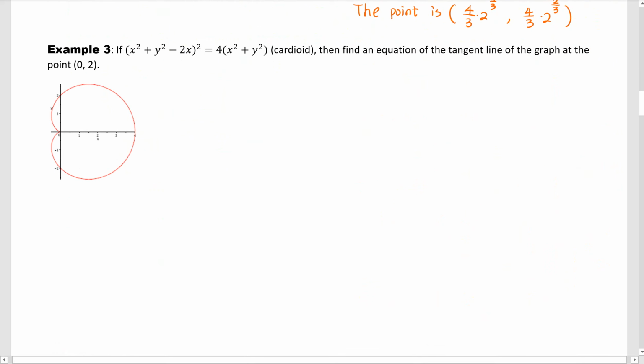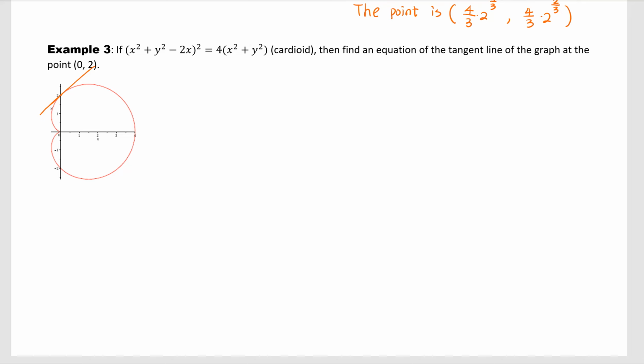Example 3. This is the cardioid. We want to find the equation of the tangent line of the graph at the point (0, 2). So where's (0, 2)? Okay, (0, 2) right here. We want to find the tangent line at that point. So we want to differentiate.